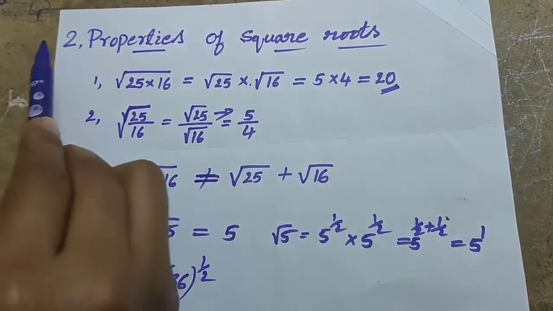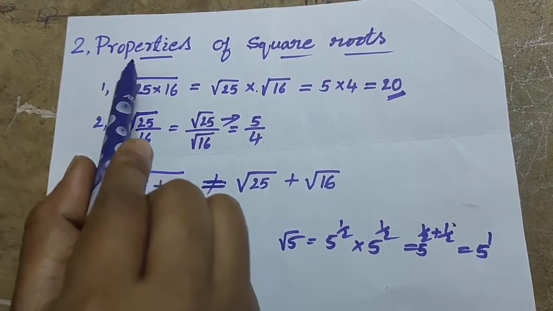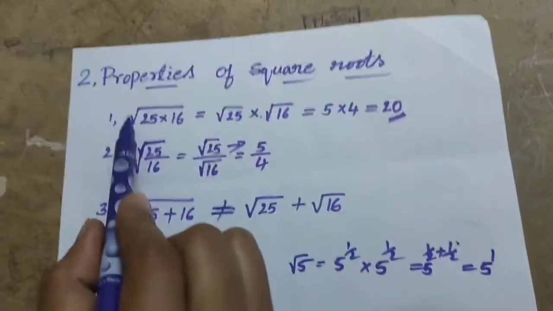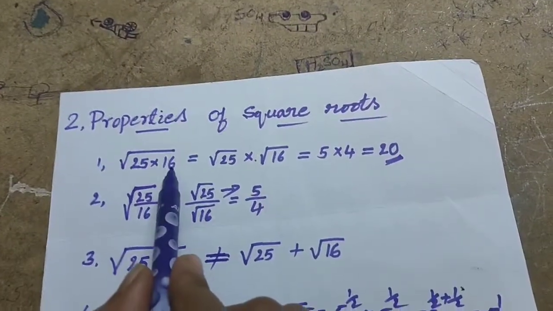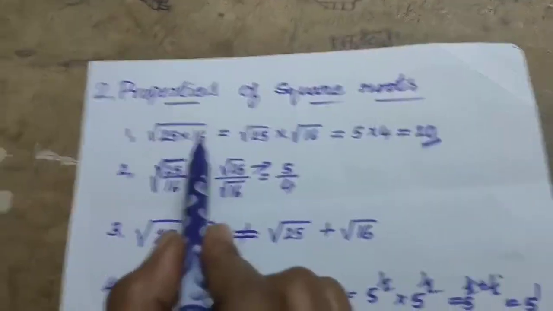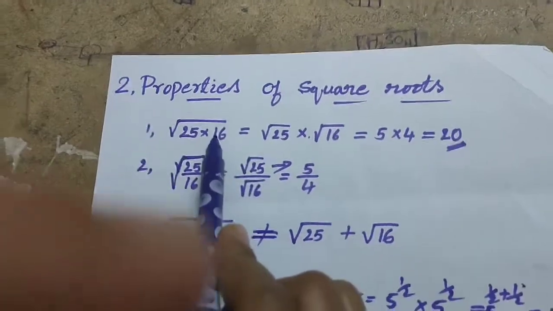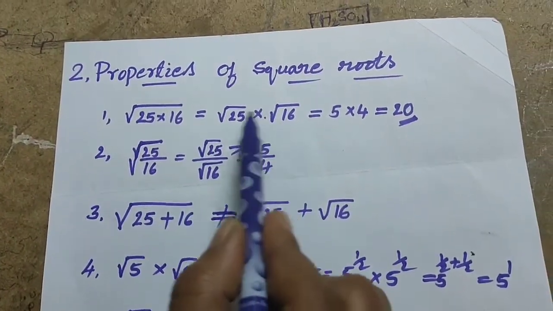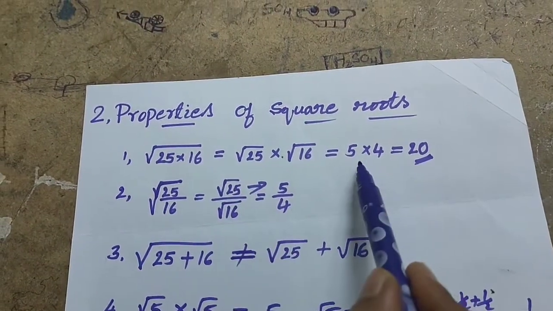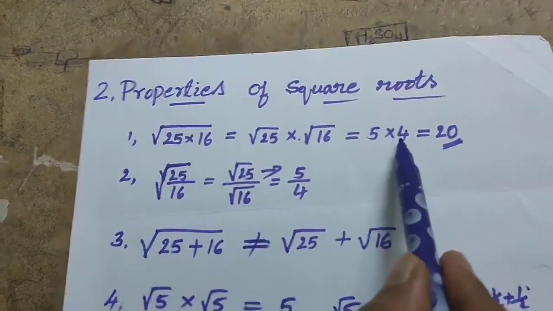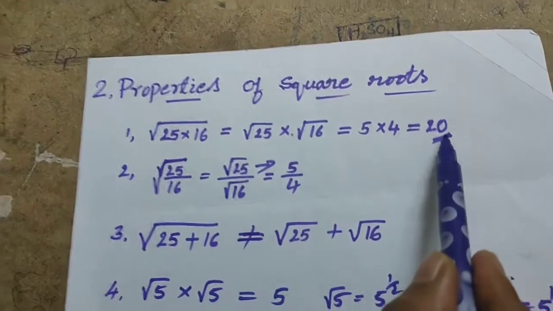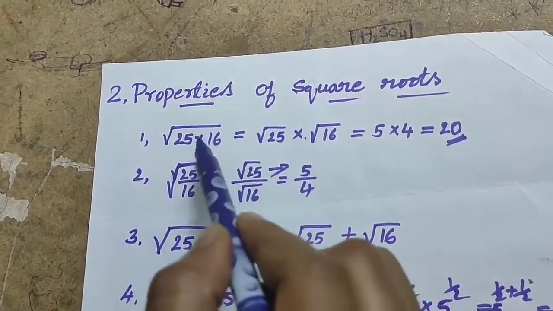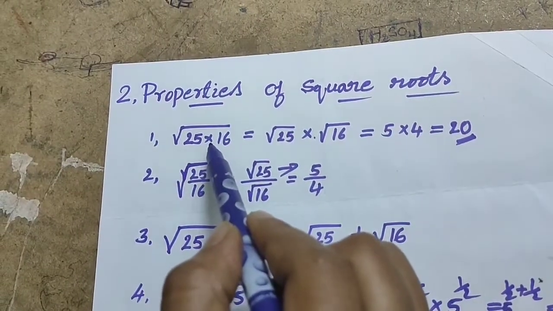Students, now we are going to the second point, properties of square roots. The first property is the square root of 25 into 16. 25 is a square number, 16 is also a square number. So now we can split it like this: root 25 into root 16. The value of root 25 is 5, root 16 is 4. So 5 into 4 is 20. This is possible only in the case of multiplication.